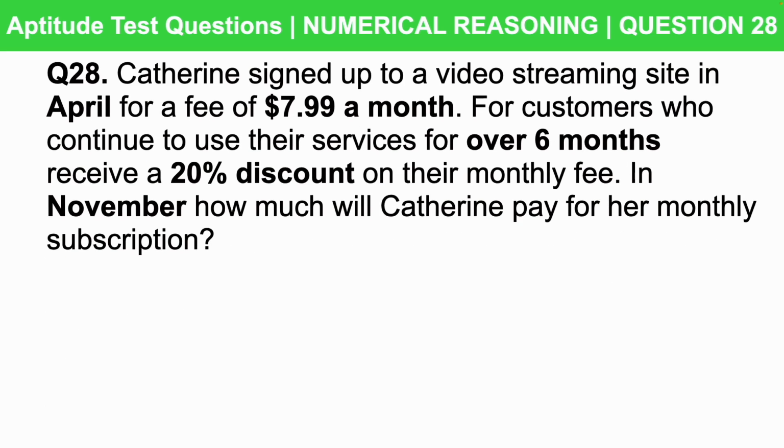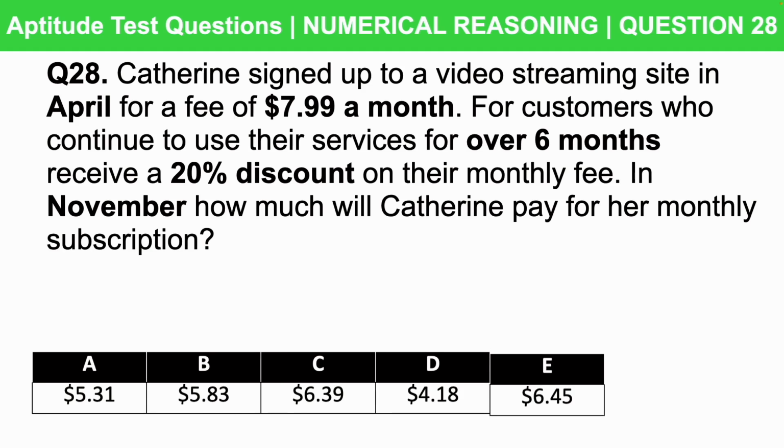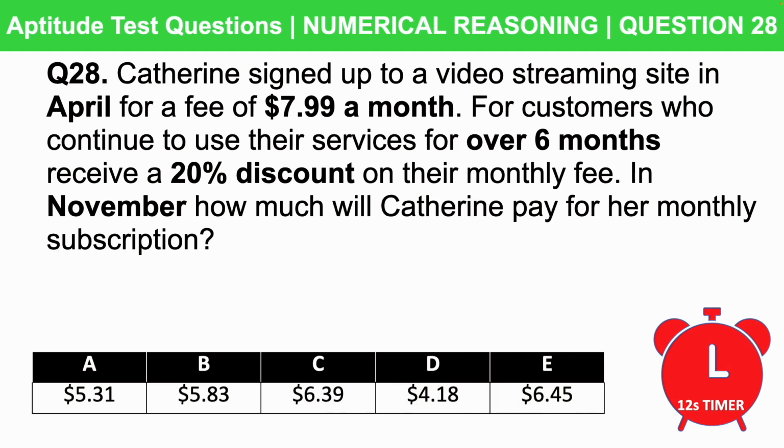Question 28. Catherine signed up to a video streaming site in April for a fee of $7.99 a month. Customers who continue to use their services for over 6 months receive a 20% discount on their monthly fee. In November, how much will Catherine pay for her monthly subscription? Is it A, $5.31, B, $5.83, C, $6.39, D, $4.18, or is it E, $6.45? Well, you have 12 seconds to work this out using the calculation I've just shared with you, starting now.